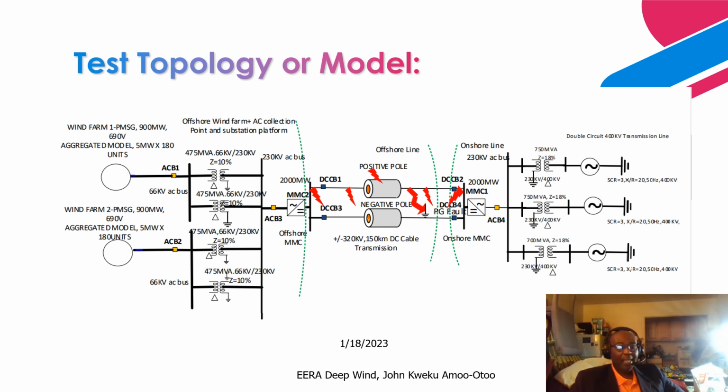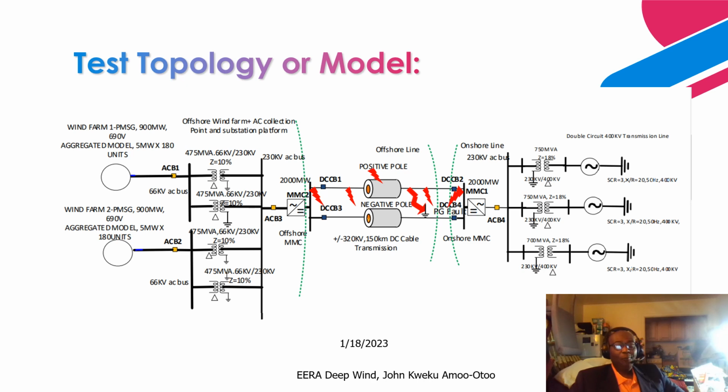From the 230 kV AC bus, these are all located in an offshore substation platform. So the 230 kV AC bus is more or less a switchgear. It can be a GIS switchgear. From that, you have the AC breaker, AC B3, right? That is on the AC side of the offshore MMC converter 2. The offshore MMC converter 2 is rated at 2000 megawatts.